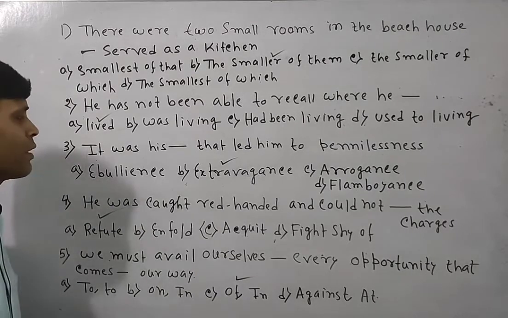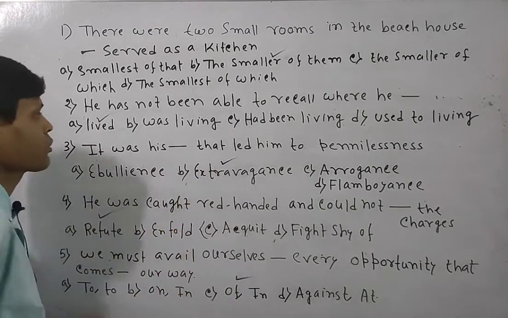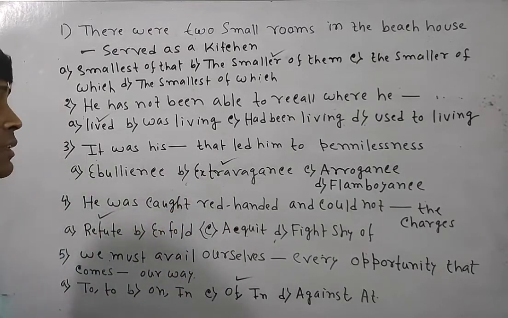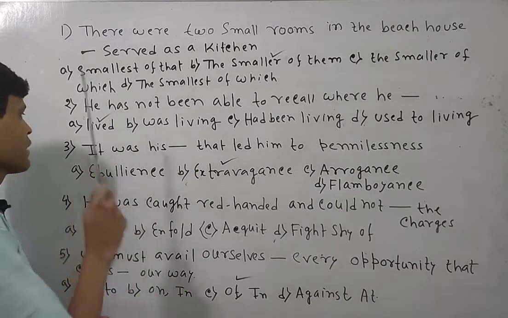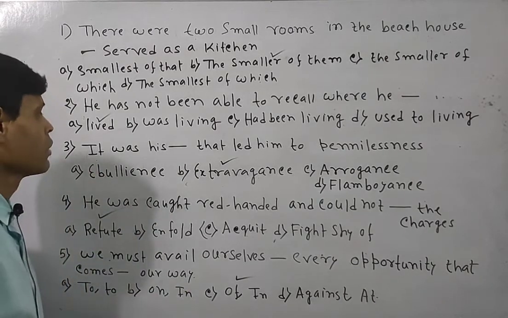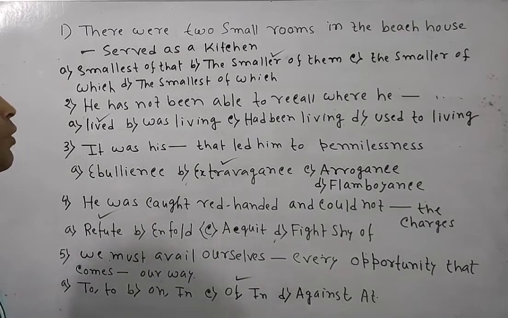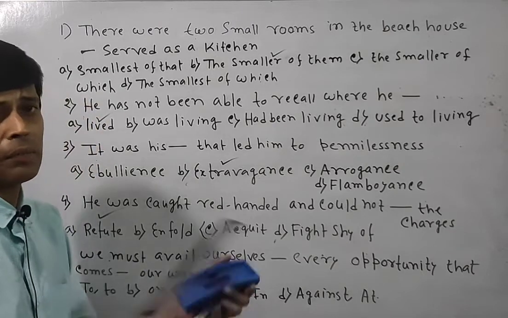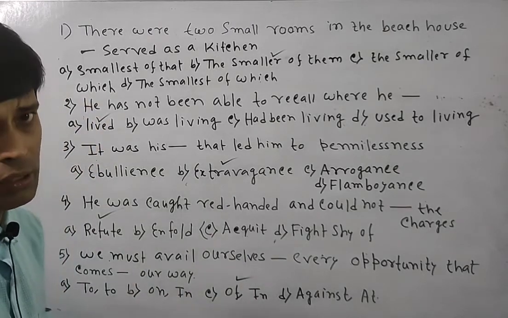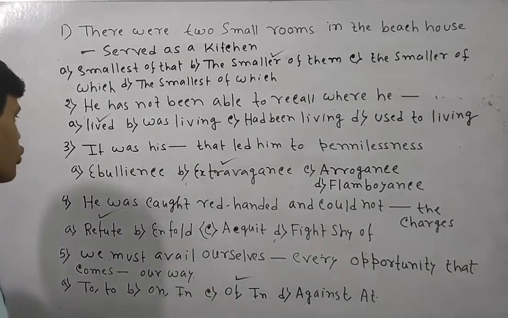He has not been able to recall or remember. This part belongs to the present perfect tense and the second part belongs to the simple past tense. So the right answer is lived, not was living. Was living belongs to the past continuous tense. Had been living belongs to the past perfect continuous tense. Used to living is totally a piece of wrong English. We should write used to live in the past tense. Now look over the next question.